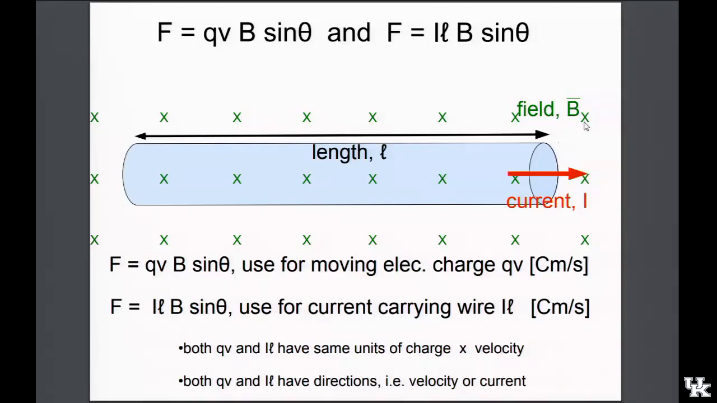One's appropriate when you're thinking about a single moving electric charge. The other one's appropriate when you're thinking about an electrical current flowing down a wire. It's worthwhile to think about the QV in the single charge equation and the IL in the electrical current equation. So these are the two pieces.